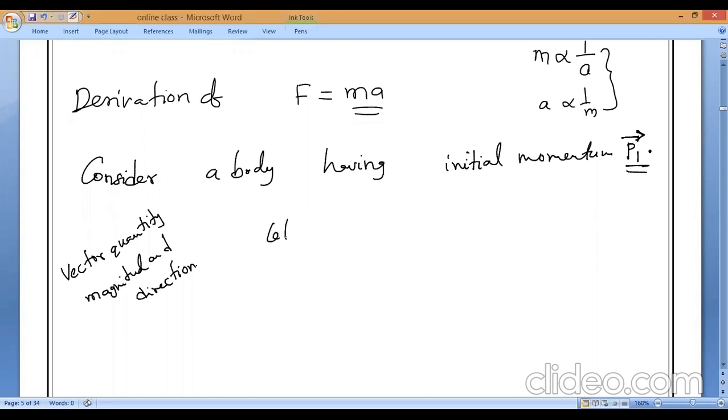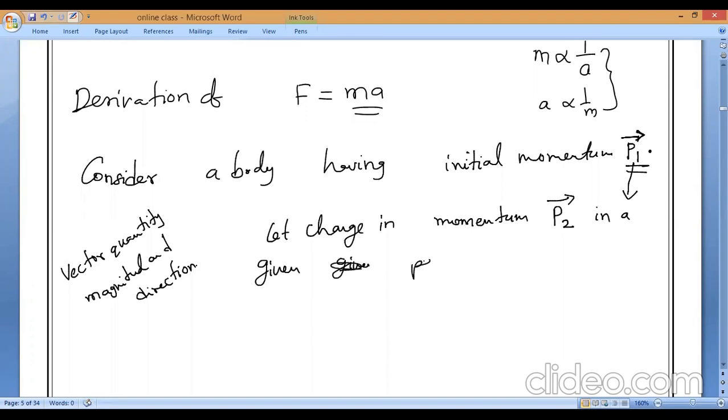Now let the change in momentum be considered. How will it change? P1 changes to the final momentum, which we represent as P2, in a given period of time. How do we represent a period of time? Just now we represented it. We use the symbol delta T. That is what you have to remember.